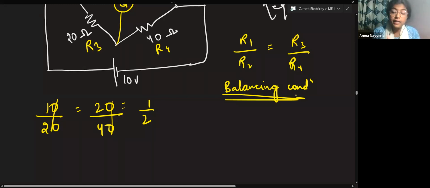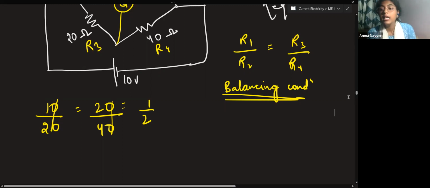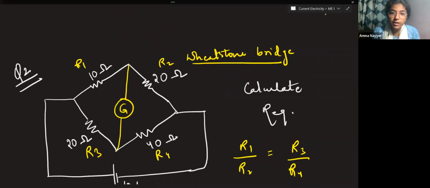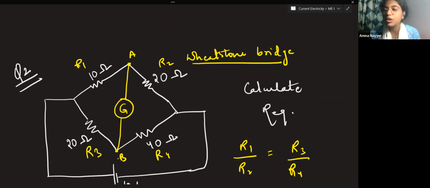If it's a balanced condition, if you are able to see R1 by R2 is equal to R3 by R4, then in the balanced condition, what happens? The potential difference across these 2 points becomes 0. And as the potential difference becomes 0, there is no flow of current across this branch AB.